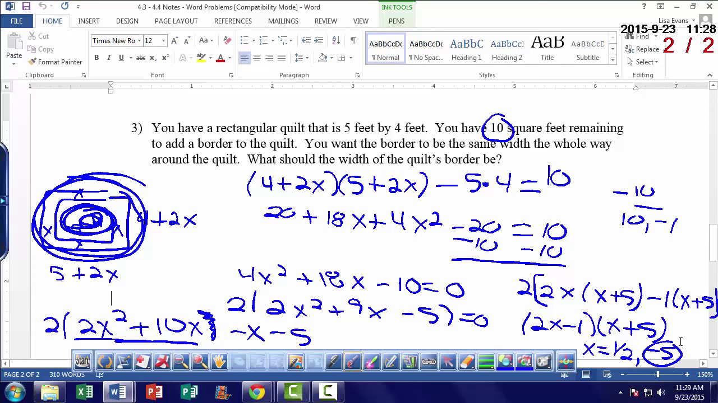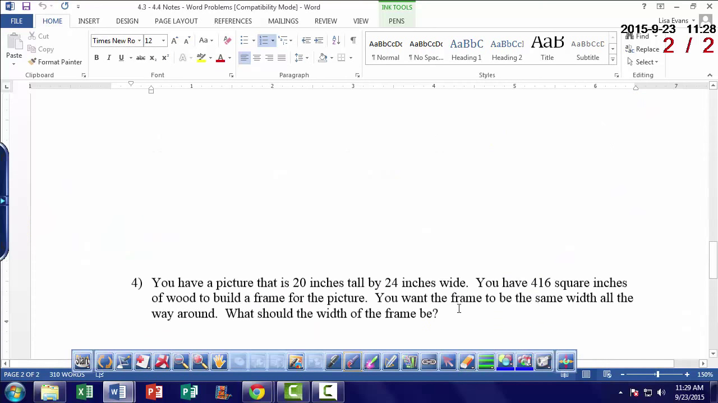We can't have a width be negative, so we're going to cross that off. So our width is a half. Half what? This was all in feet. So the width is going to be a 1/2 foot wide, or 6 inches. We'll try another one just like this. I know the factoring's a little bit more, but the setup is going to be the same. Let's go ahead and try that.